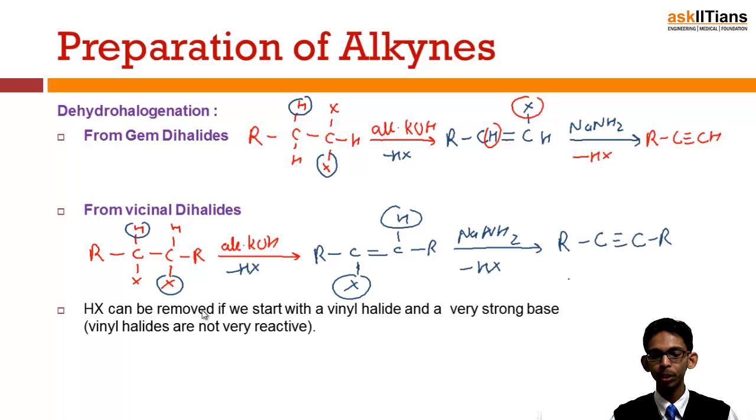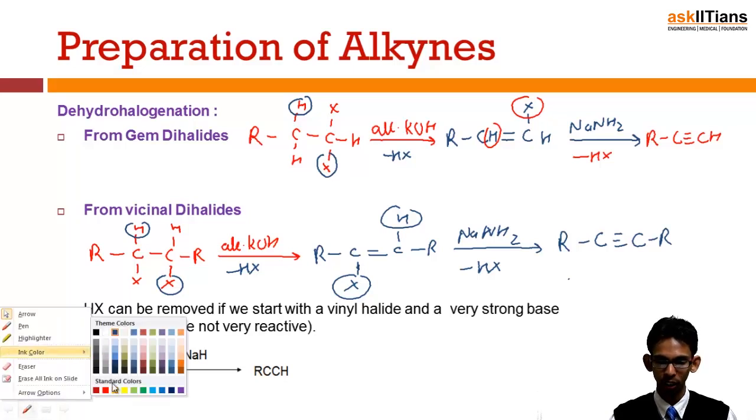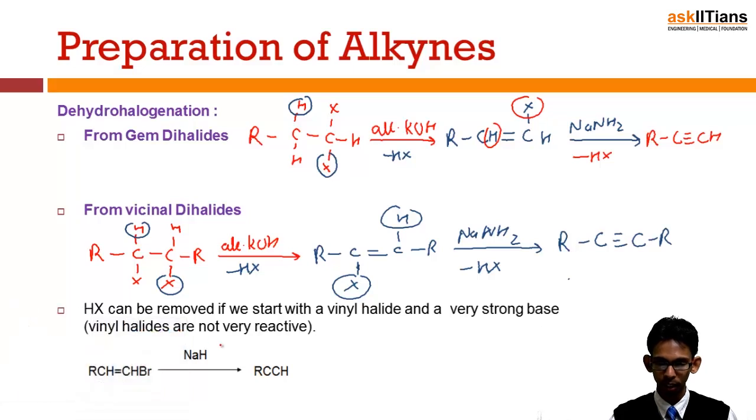Now HX can be removed if we start with vinyl halides also. So gem halides, then vicinal halides, and vinyl halides can also be used for the preparation of alkynes. A vinyl halide is one in which the halogen is present on the carbon which is double bonded, and when it is reacted with NaH, which is a strong base, or with NaNH2, this also results in the formation of this compound.